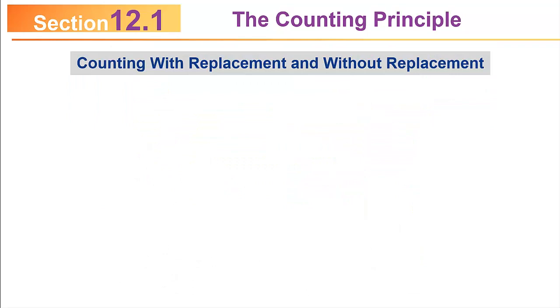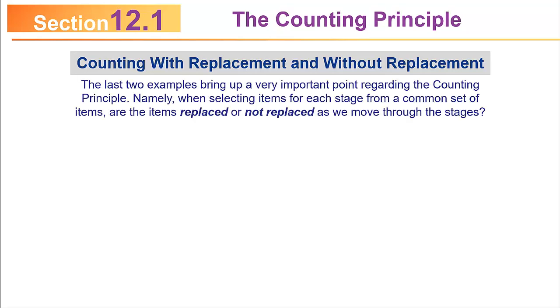When you're doing these problems, there's a really important principle that you need to think about, and that is whether you're counting with replacement or without replacement. What do I mean by that? The idea is, do I have a previous choice available to choose in a later stage?